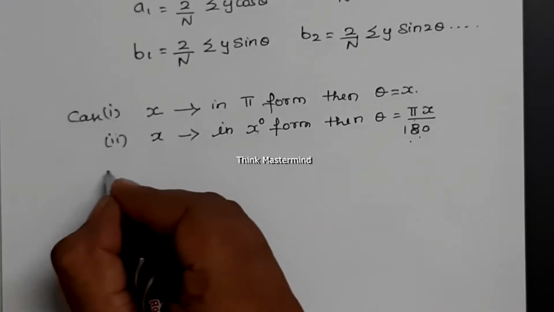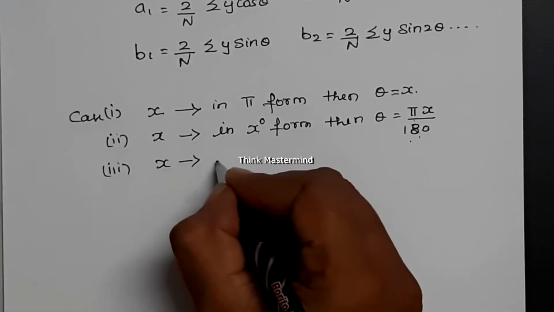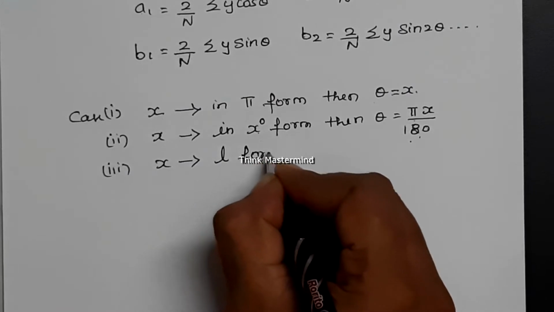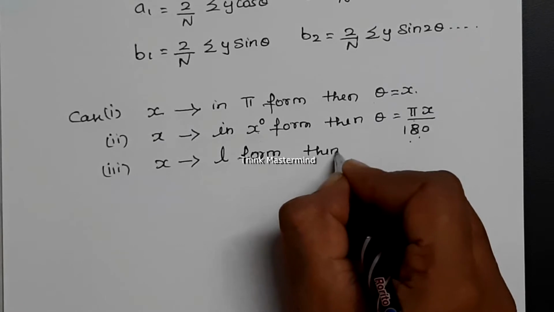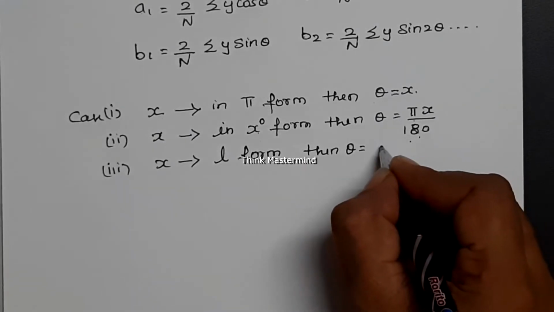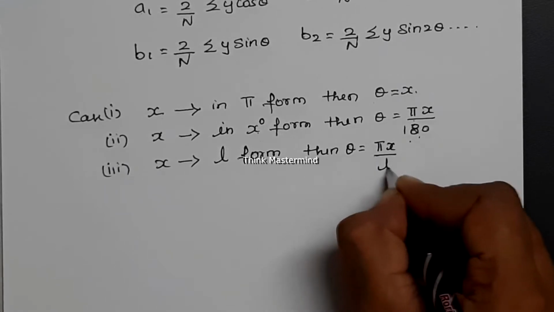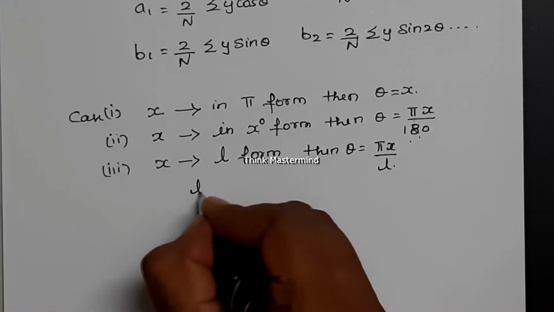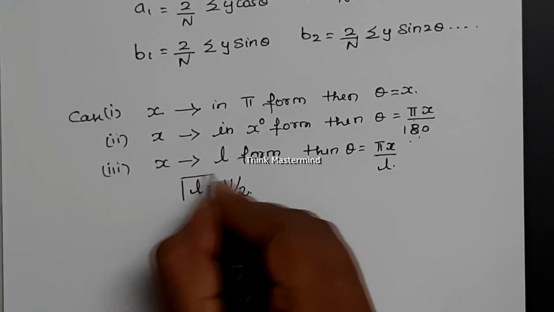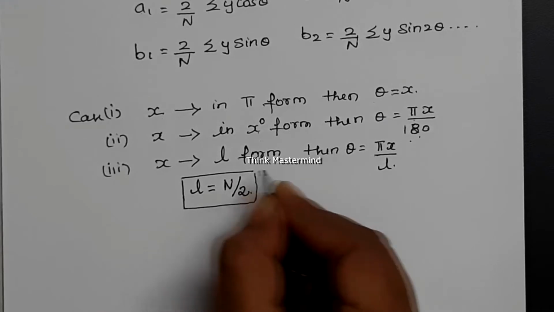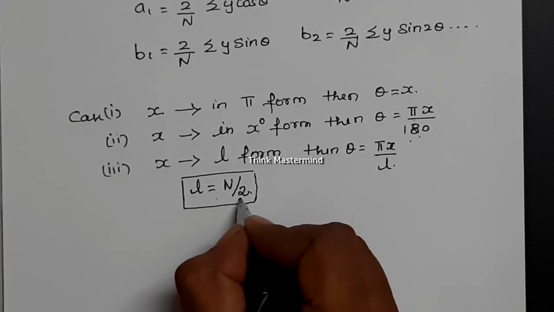Okay, now case 3. x is given in L form, that means it takes values 1, 2, 3, etc. Then theta is equal to pi times x by L. What is the L value? L is equal to the number of data divided by 2. If we consider the full length of the periodic interval, then 2L is equal to n, that is L is equal to n by 2.